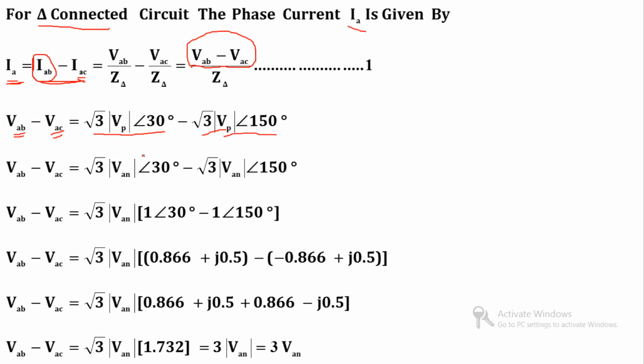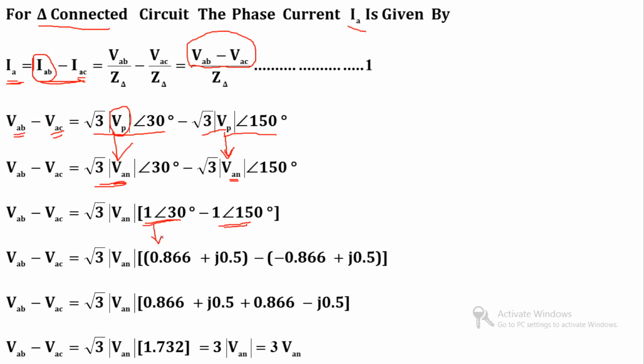Now VP is equal to VAN. We have taken the value of VP equal to VAN, so put VP is equal to VAN. Now take root 3 into mod VAN as common. So in the bracket the remaining equation will be 1 at an angle 30 degree minus 1 at an angle 150 degree. So convert this polar form into rectangular form.